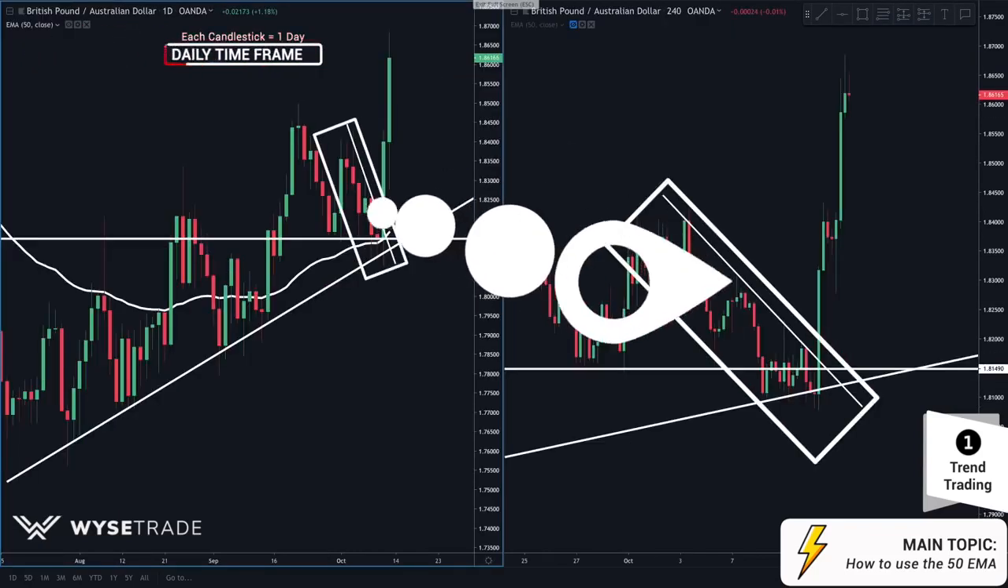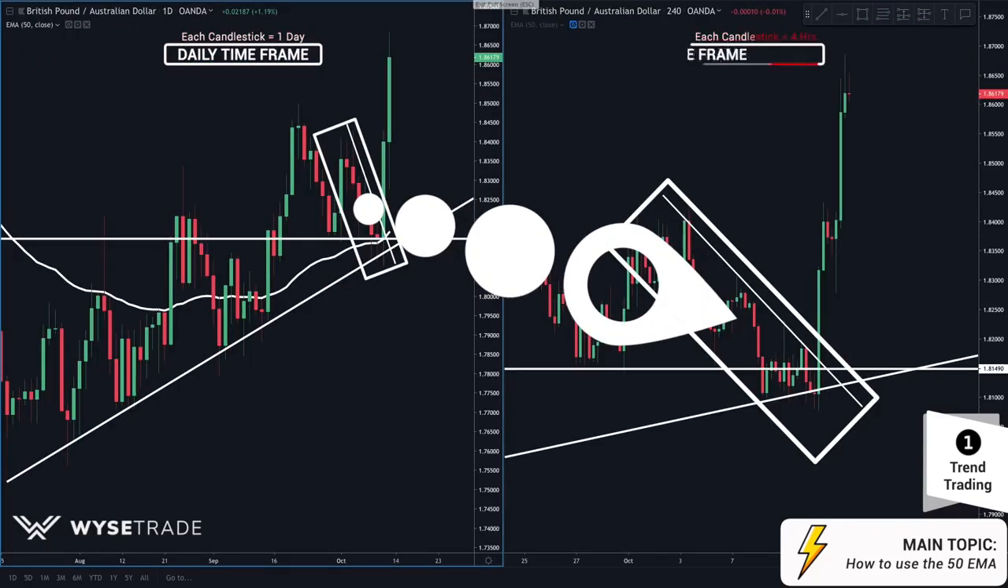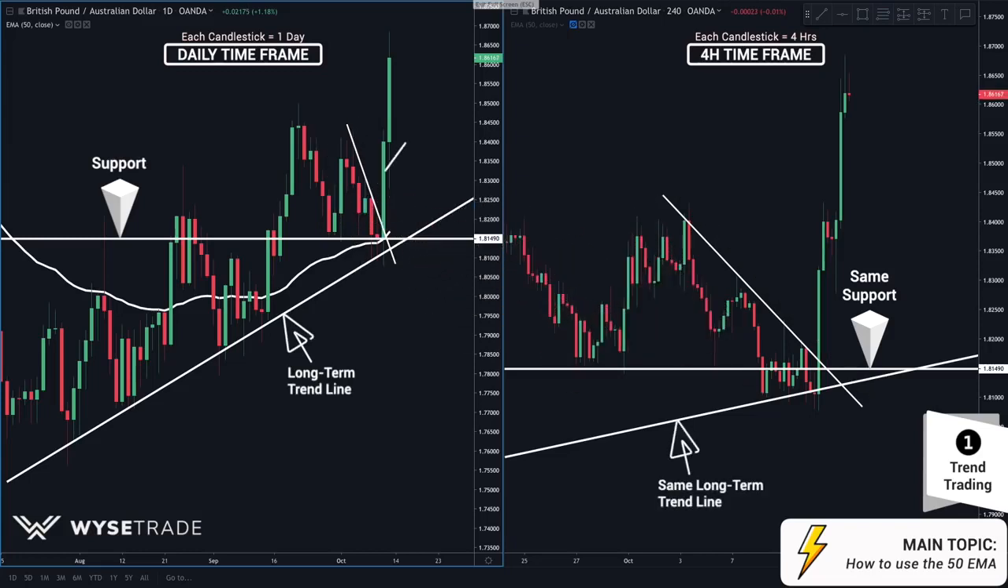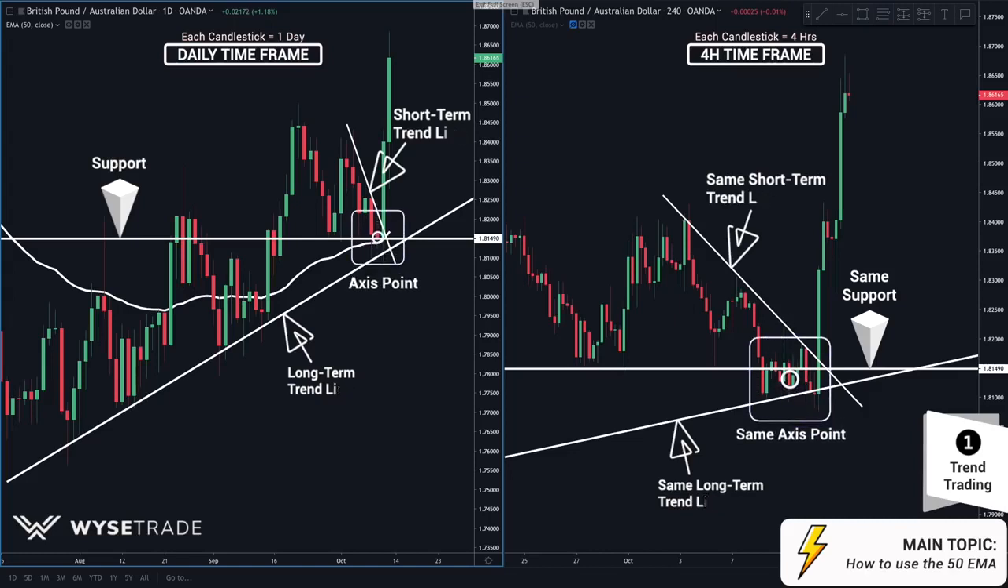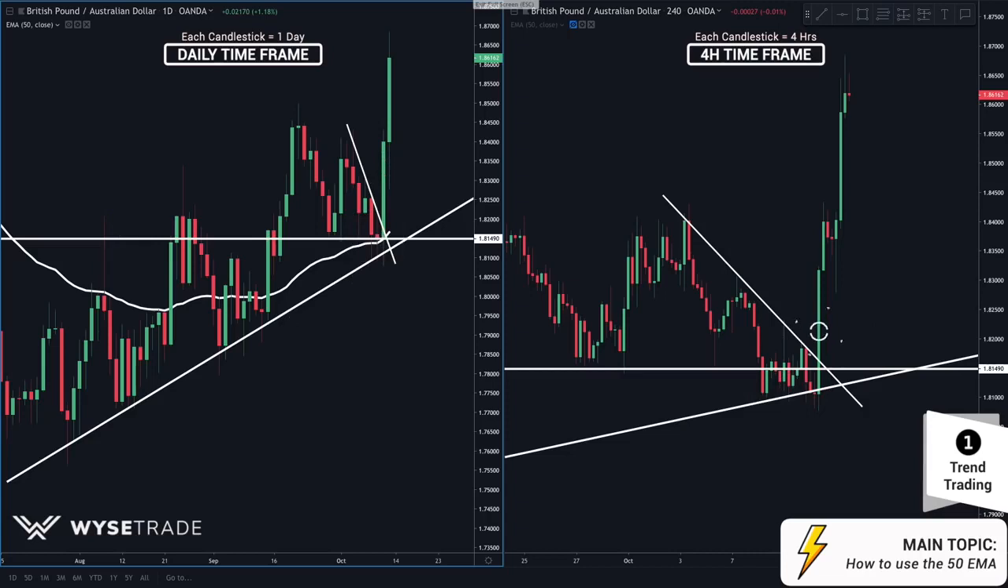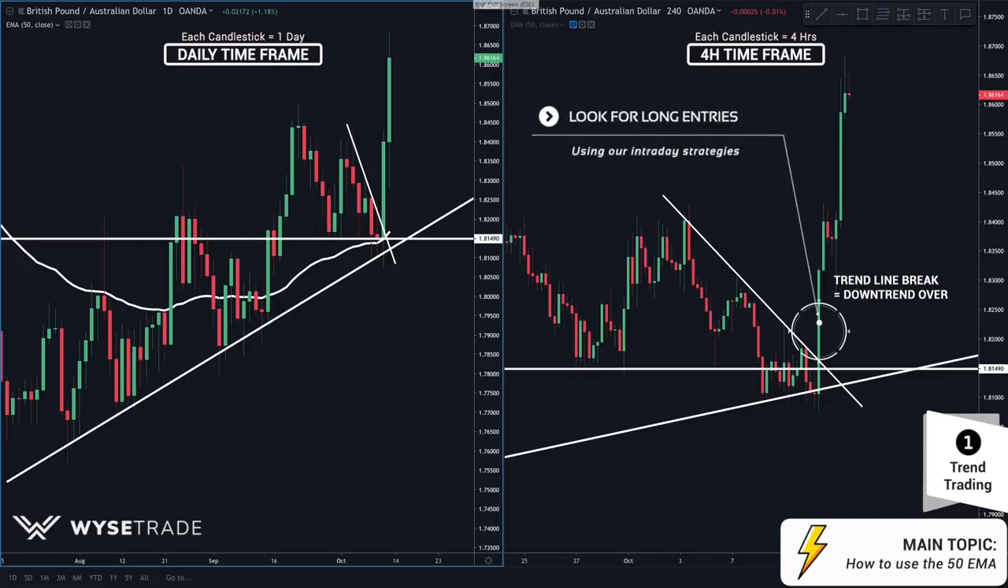So here on the left is your daily time frame, and here on the right is your 4-hour time frame. Here's the daily support level, here's the same support level. Here's the daily trend line, here's the same trend line. Here's the short-term trend line, here's the same short-term trend line. Here's the access point, here's the same access point. And once you had your break through the short-term trend line, your directional bias is confirmed as long, and you would go to the lower time frames and start looking for long entries through breakouts and momentum plays.